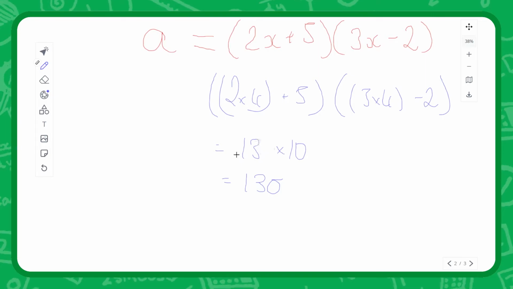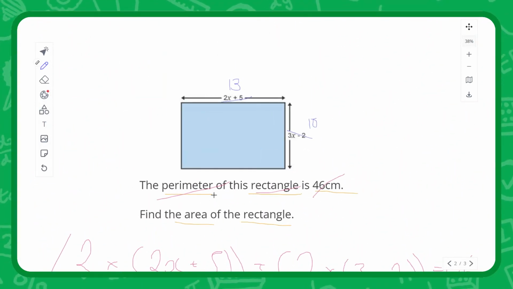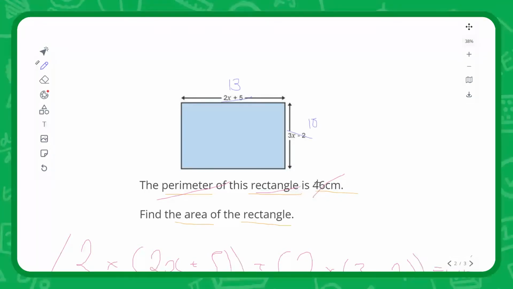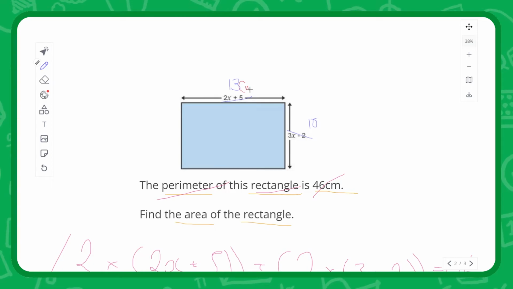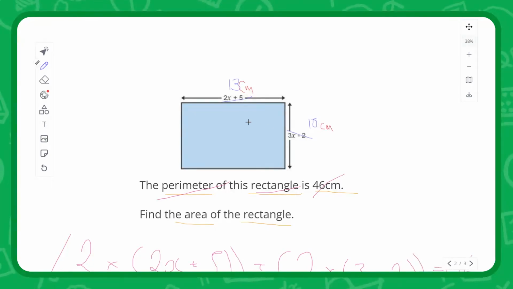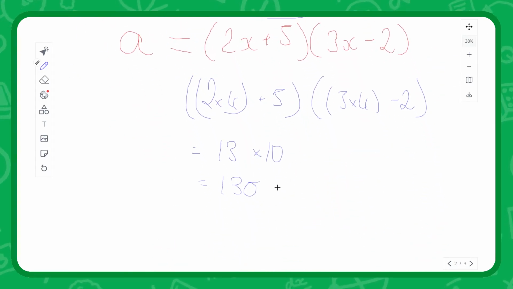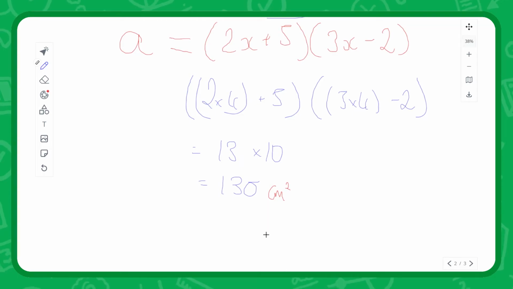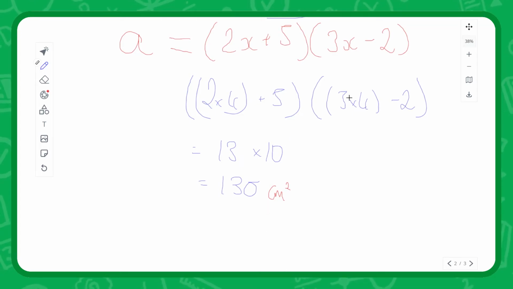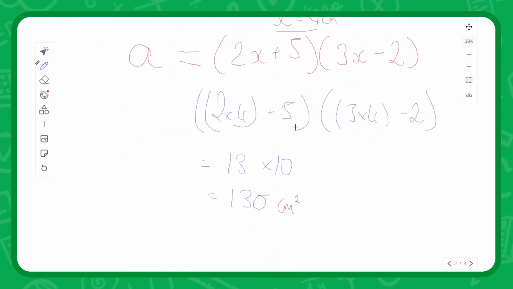Is there anything else we have to add to this? I would say that we do, because we're asked to find an area, and areas have units. In this case, we're told the perimeter is 46 centimeters, so these are actually 13 centimeters and 10 centimeters. That part matters less because we're not being judged on those, but when we multiply those two values together, we're going to make 130 centimeters squared. Okay. And there's our final answer. And we could then double check this if we really wanted to, and we already did that with perimeter, so it's less necessary for the area.